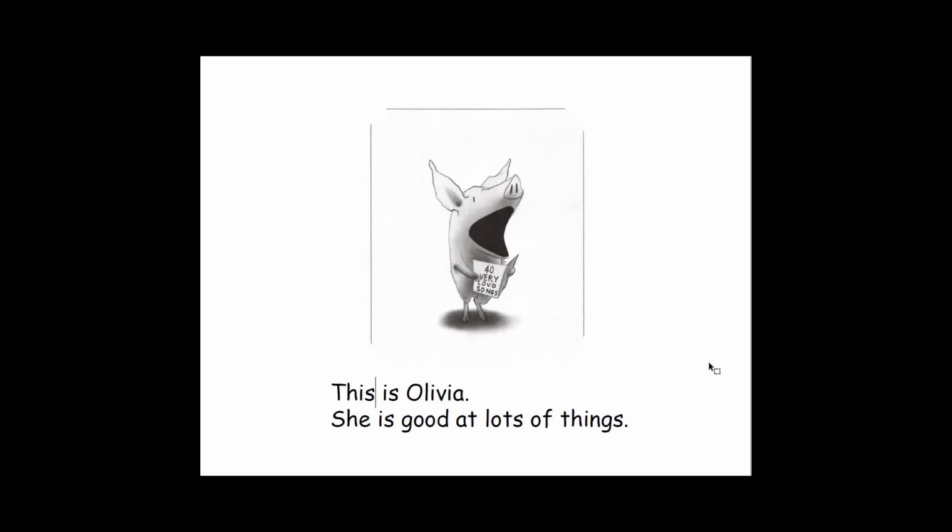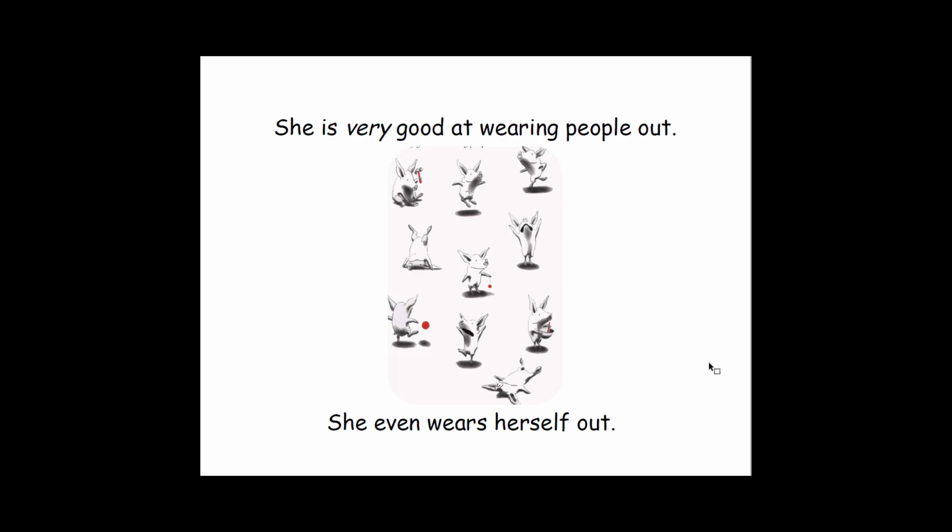This is Olivia. She's good at a lot of things. She is very good at wearing people out. She even wears herself out. Look at her at the bottom. Look, she's all tuckered out. She's just exhausted. What kind of things is she doing? She's playing, she's running, she's kicking a ball, looks like she's cooking, doing a handstand. So a lot of the things that you mentioned that kids like to do, that's what Olivia's doing as well.